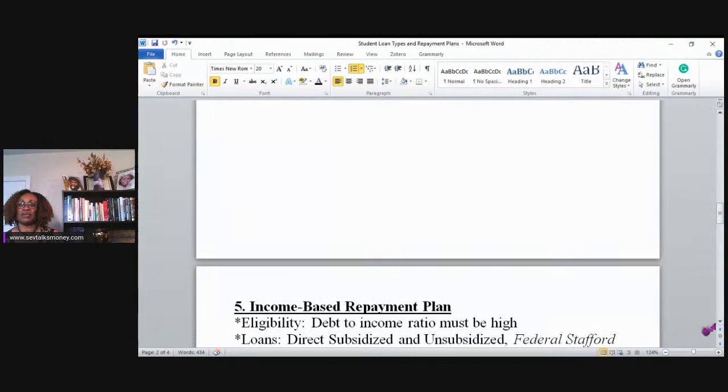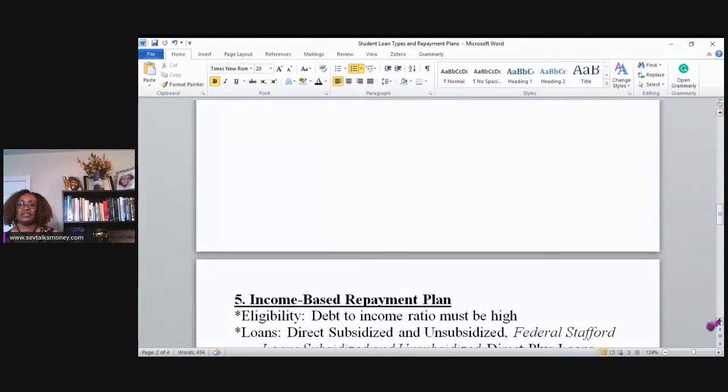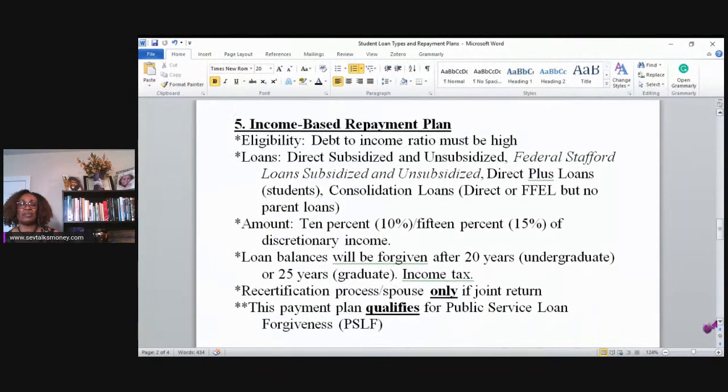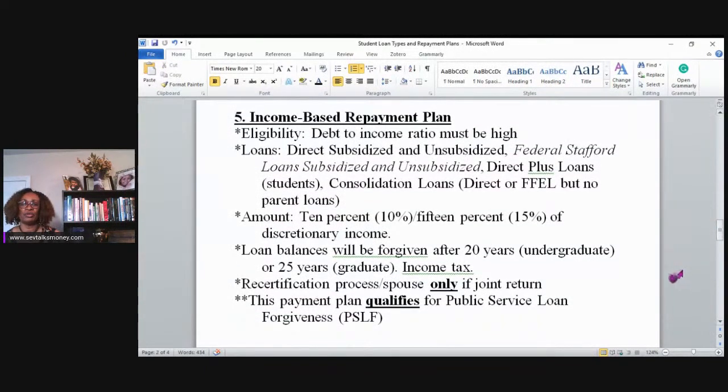All right, so the next one is, and there are 7 in total, there are 7 income repayment plans. The next one is the income-based repayment plan, and there is a little bit more nuance around this plan. So for this one, your debt to income ratio must be high. Now, I looked through the website, and what do you mean by high?